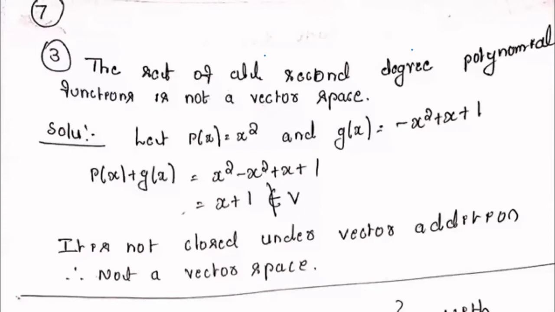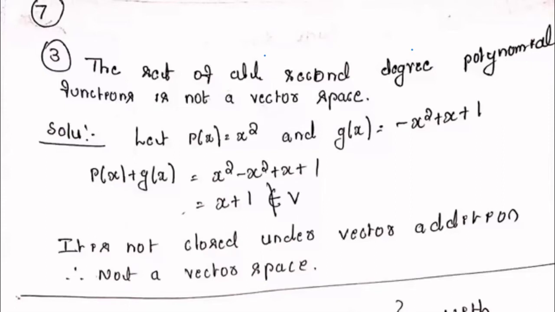Here I am considering P of x equal to x square. A polynomial is represented by P of x, a function of x. Generally you'll write it as f of x, here it is P of x. One is x square, and another one is g of x, which is minus x square plus x plus 1. Two polynomials I have considered, and you have to consider them in such a way that you prove it's not a vector space. You have to find the weak link. Here I want to disprove that for this condition it won't work. That condition only you should pick.